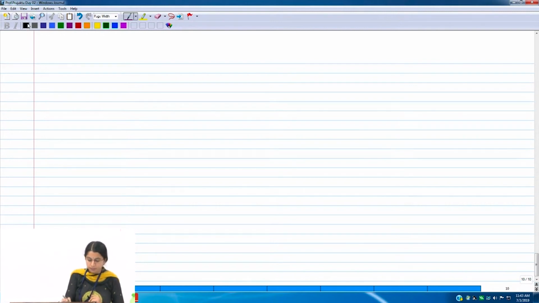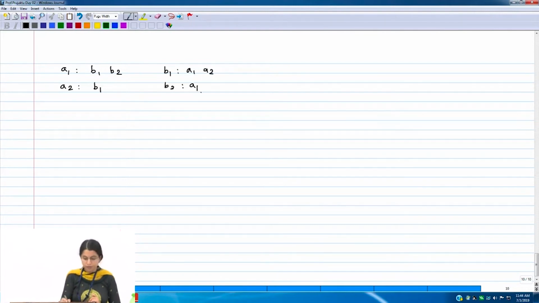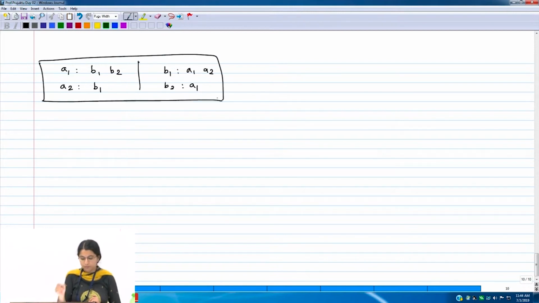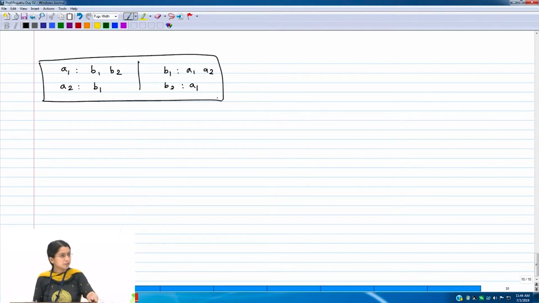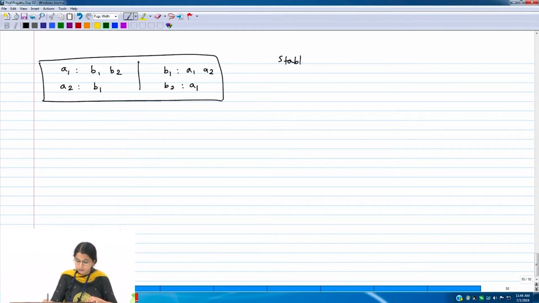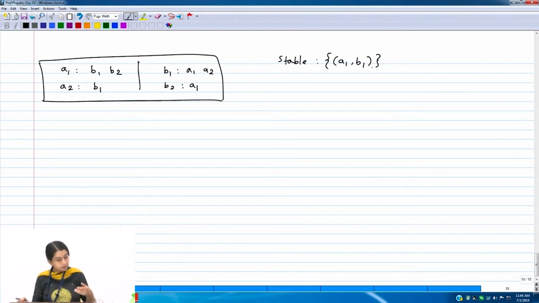So let me take a simple example here. So let's stick to the one-to-one case for now. So let's go to again the men-women setting and take a simple example here. So what is the size of a stable matching here? What is a stable matching in the first place here? Yeah, it is just A1, B1. Is there a larger matching? Say unstable one, but is there a larger one? Yes.